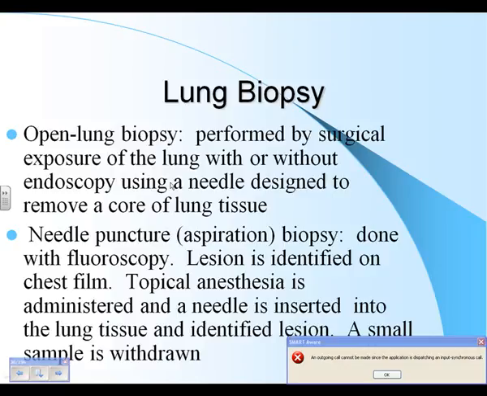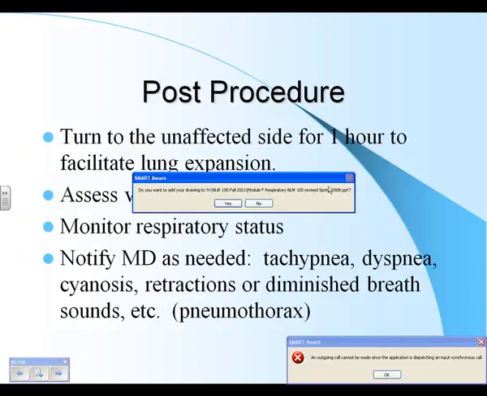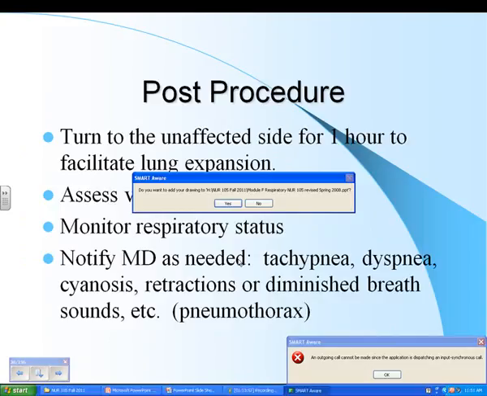Vital signs also are going to be like every 15 times 2, and then every 30 times 2, and then every 4 for the first 24 hours. I think I skipped one somehow. You do want to record the amount of fluid that was withdrawn. An x-ray will be done after the procedure to make sure that the lung is reinflating as it should.